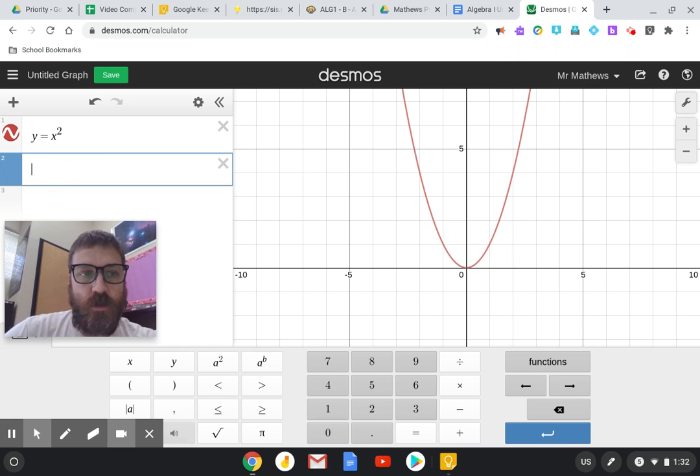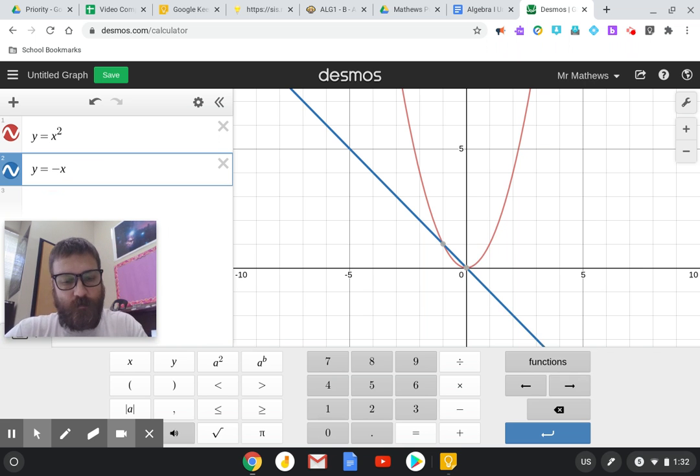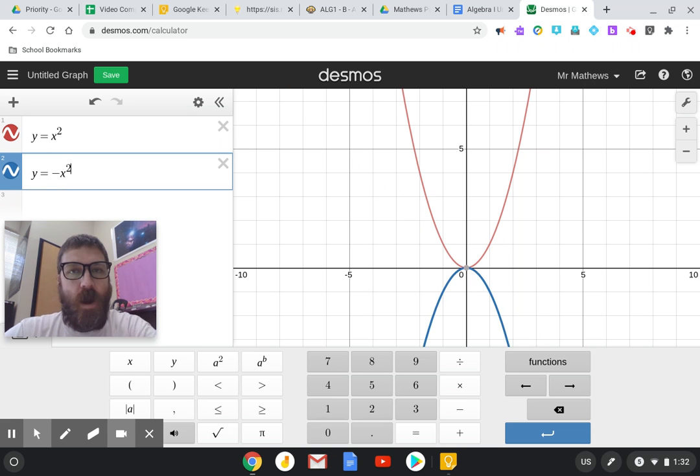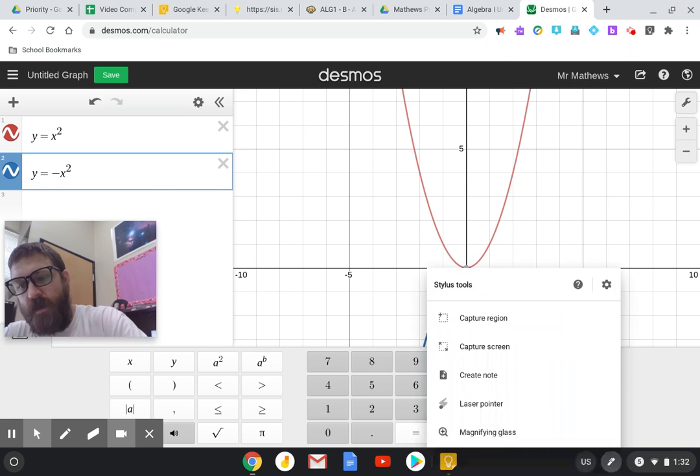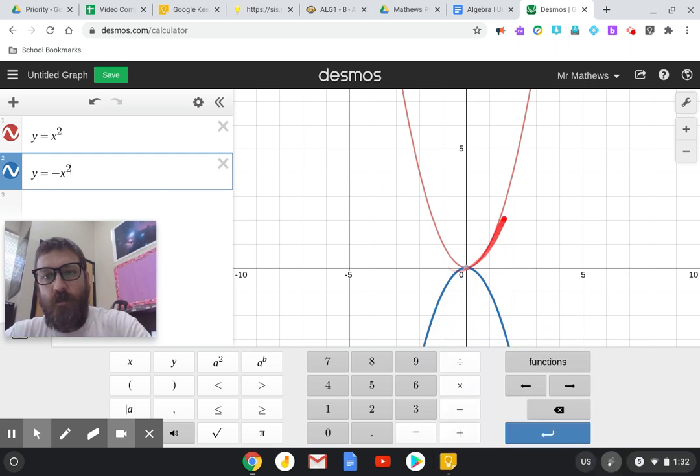The first type of transformation that I'm going to show you is what we call a reflection. An example of a reflection in this case would be y equals negative x squared. You can see that the graph of the original function in red has been reflected so that it is now below the graph.